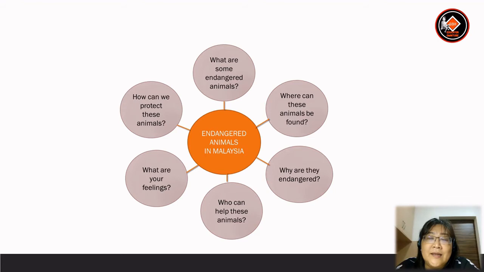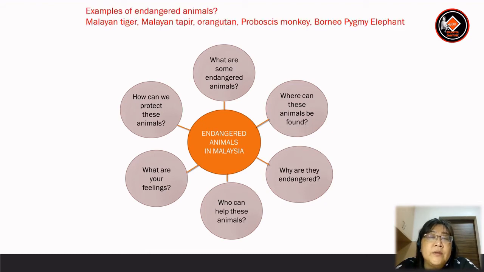Now let's look at the mind map given. So you have endangered animals in Malaysia. So the first bubble, what are some endangered animals? So remember, it is about animals in Malaysia. So you can write Malayan tiger, Malayan tapir, orangutan, proboscis monkey, Borneo pygmy elephant. So there are many endangered animals in Malaysia: the tigers, the tapirs, orangutan and others.